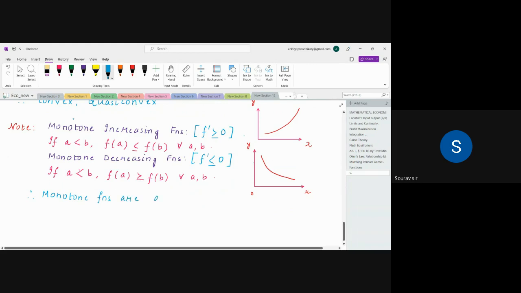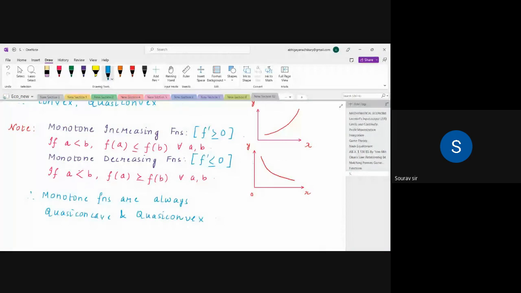monotone functions are always quasi-concave and quasi-convex. Okay, got it. This is the important result that we can use, and all of you can use for your entrance exams as well. If the function is monotone, then it will always be quasi-concave and quasi-convex.